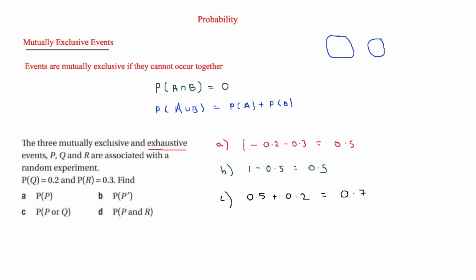And then finally, our final question says the probability of P and R. Now this is linking to the idea that they are mutually exclusive. They cannot occur together. That means that the probability of P and R is just 0.